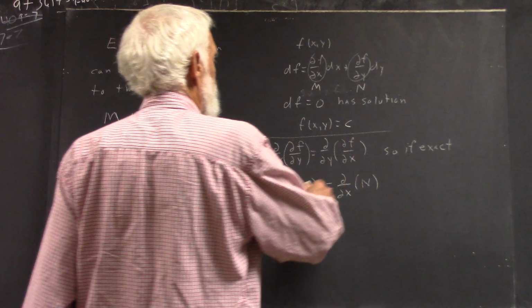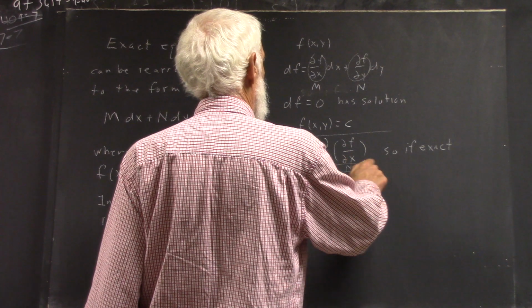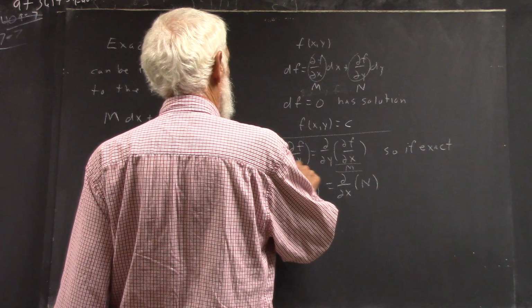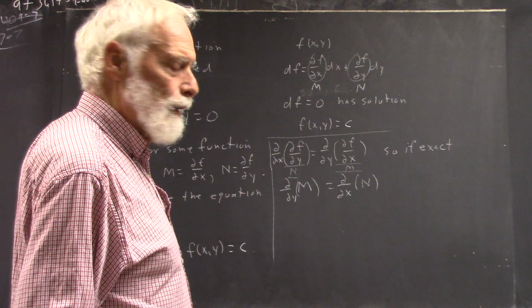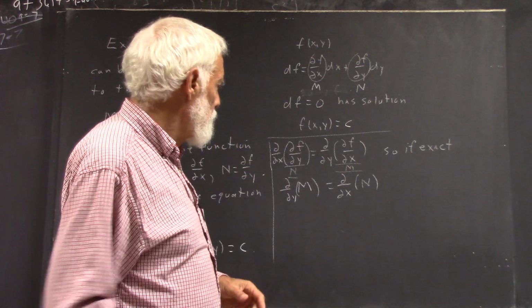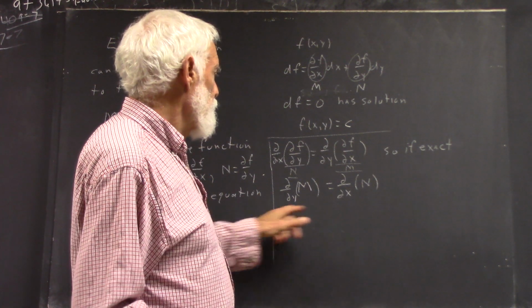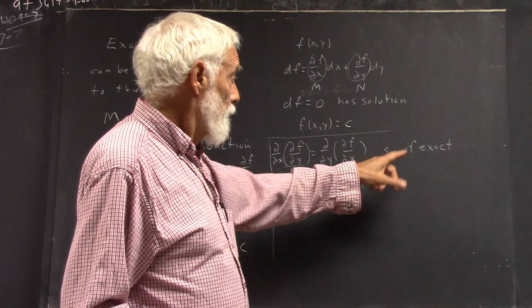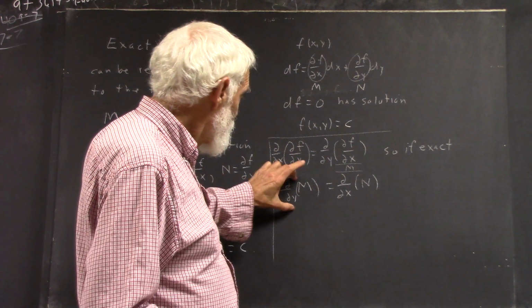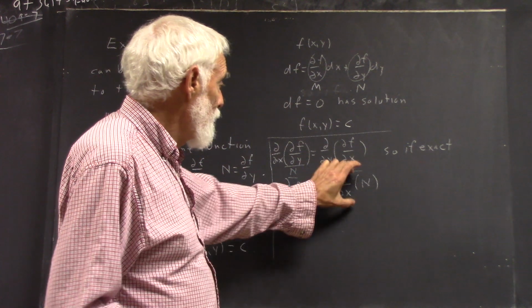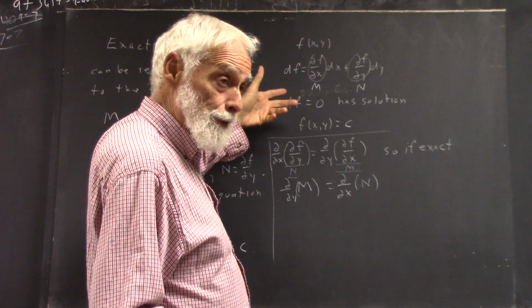So this would be like partial f with respect to x is your m function, partial with respect to y is your n function. Okay? I don't think I said that very well, but this is just saying that if the equation is exact, this corresponds to this, and this corresponds to this. Okay? And there's your test.